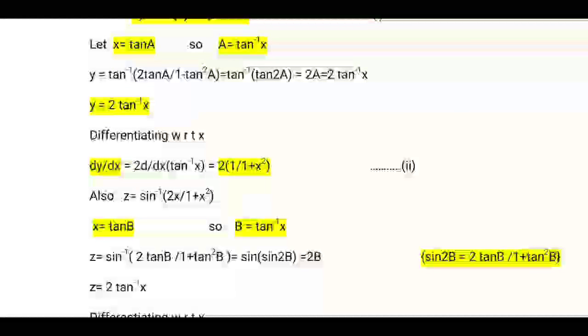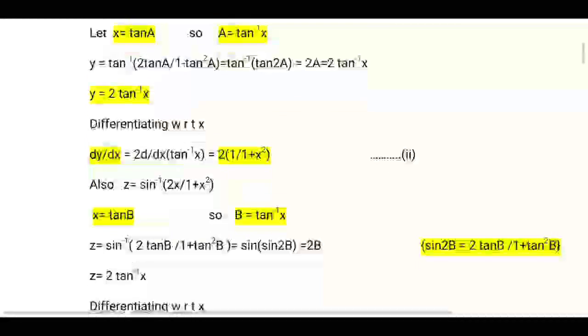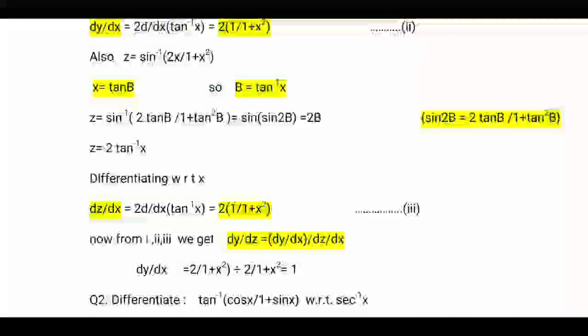Also z is equal to sin inverse 2x upon 1 plus x square, we have considered. Now put here x is equal to tan b, so b will be tan inverse x. Now z will become sin inverse 2 tan b upon 1 plus tan square b. 2 tan b upon 1 plus tan square b is the formula for sin 2b. So it is sin inverse sin 2b, and sin inverse sin 2b means 2b. So z is equal to 2 tan inverse x, as b is tan inverse x.